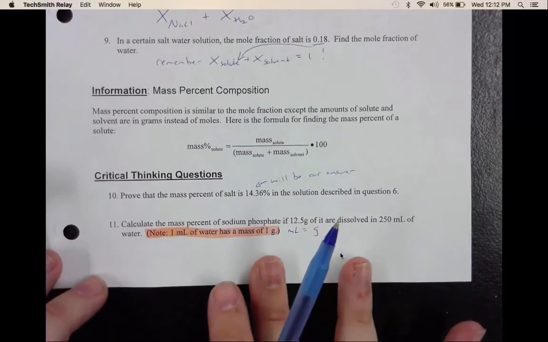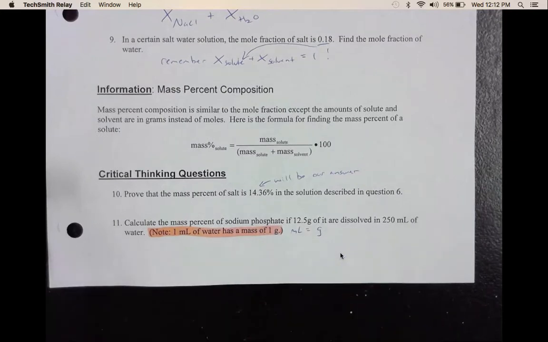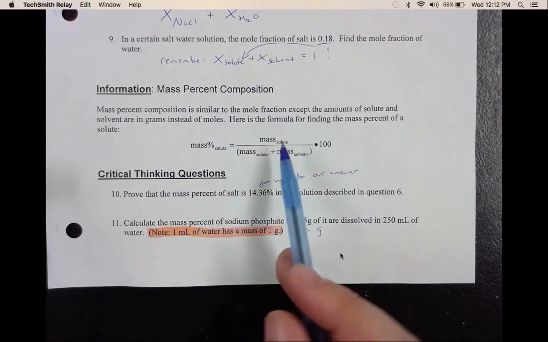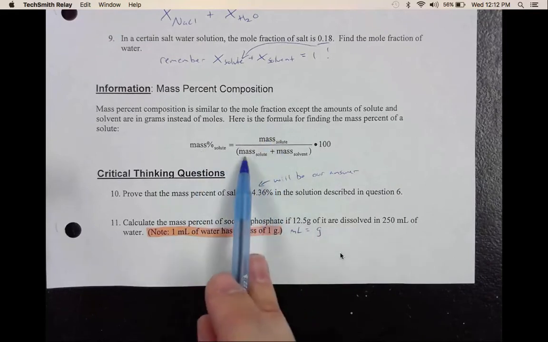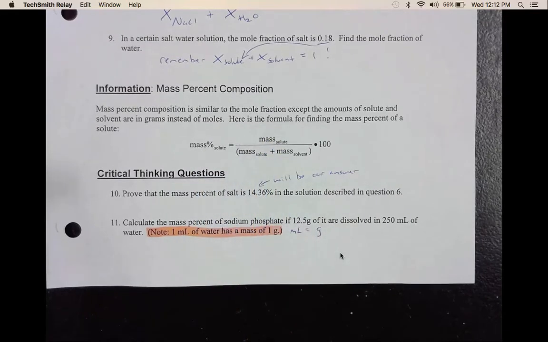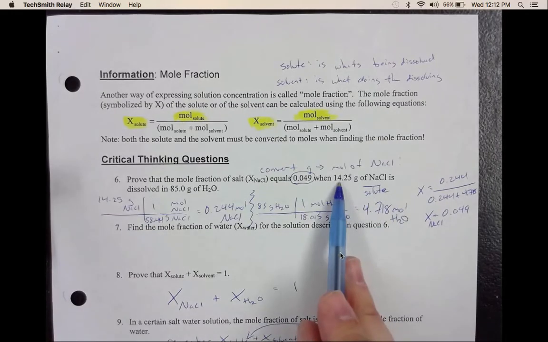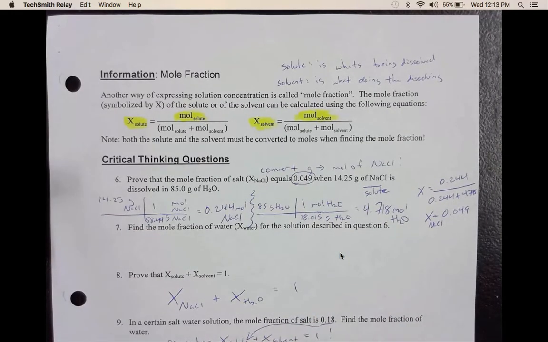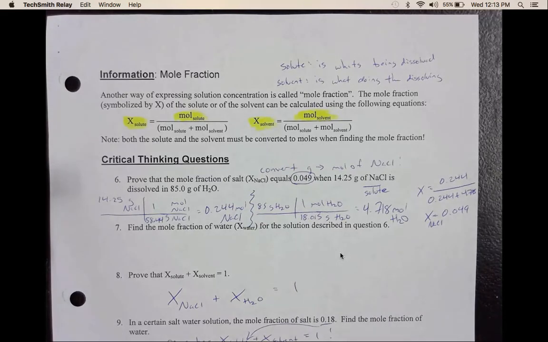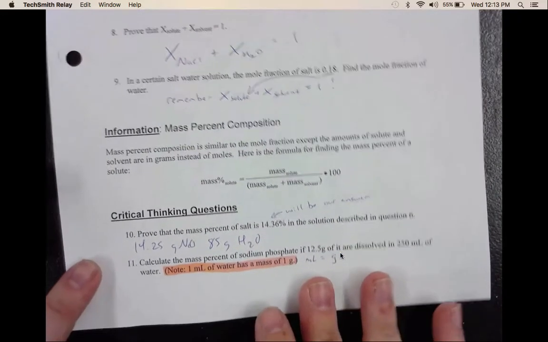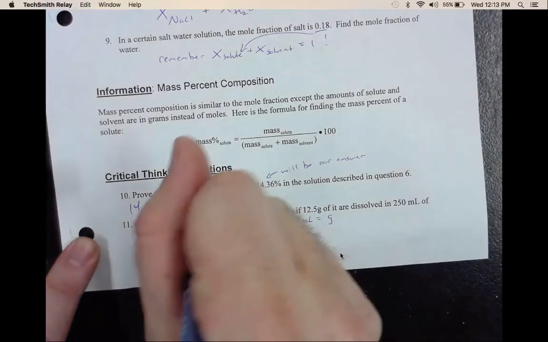Next, we have percent composition by mass. Very similar to the mole fractions, the only difference is instead of using moles, we're using masses instead. So it's a little bit easier. If you're given masses, you don't have to convert them first. So that's what happens in question 6. We look back at question 6, and we have 14.25 grams of sodium chloride, NaCl, and then you have 85 grams of H2O. So what I did was just write them down as I was saying that, so then we don't have to look back up there.